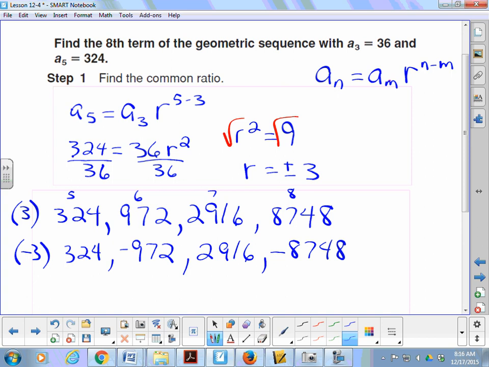And they both work. Because we don't know what's between 3 and 5. Okay? So all this tells me is that the odd terms are going to be positive, like 5 and 7, but then the even terms end up positive or negative. So you have to take both of them into account because we don't know for sure. Two answers for the eighth term.